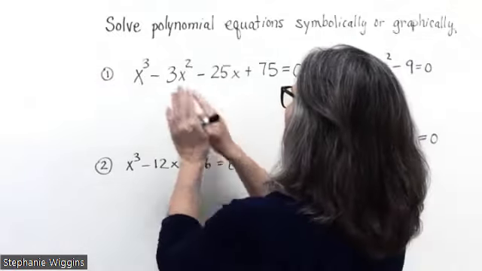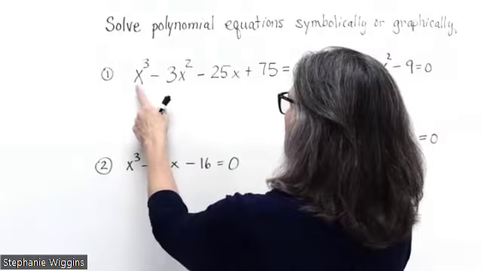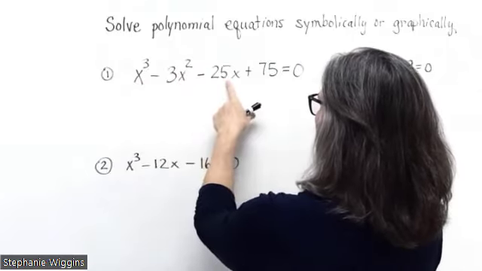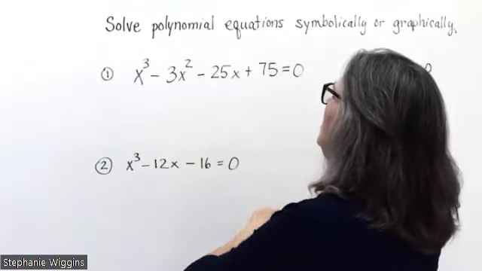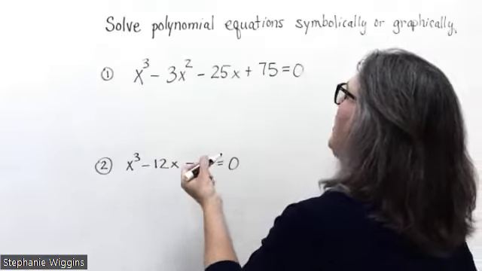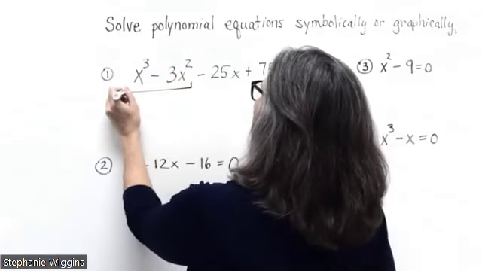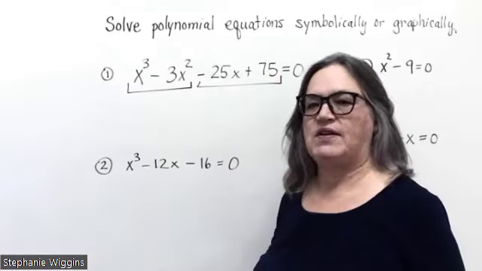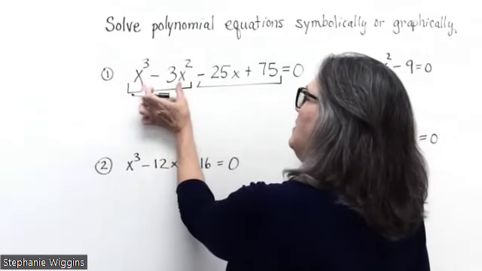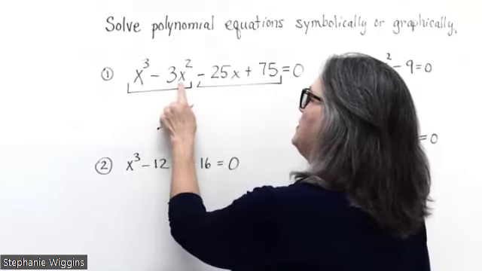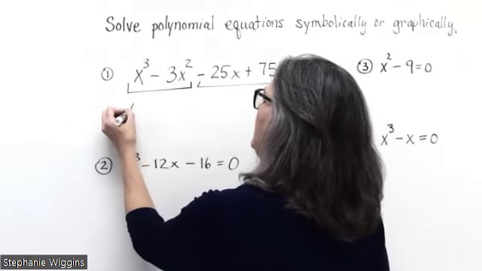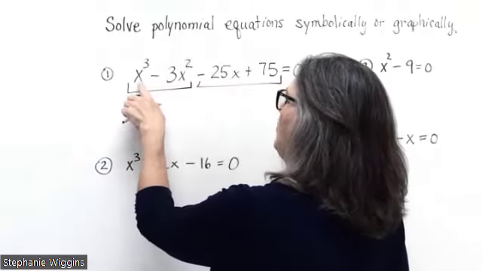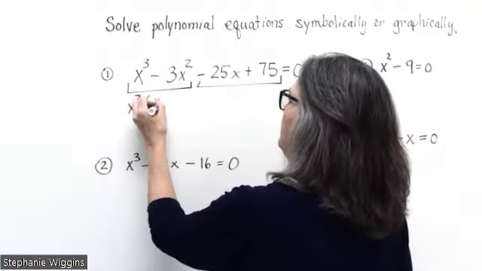What you do is put it in descending order. So first I have x cubed, then my quadratic term, my linear term, and my constant term. So it's in descending order, and I want to group these 2 together and then group these 2 together so that I can factor. It's obvious here that both terms have x squared, so I can pull out an x squared, and I'm left with x minus 3.